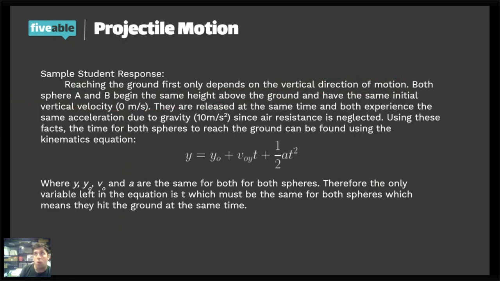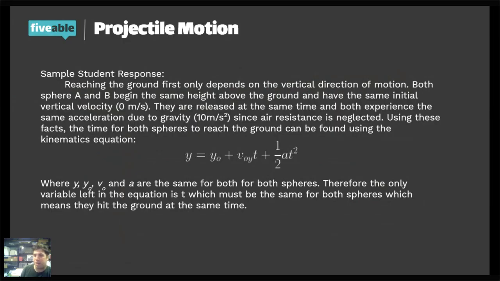So what's the same? When I say what's the same, what things matter about the vertical direction? Well, the first part would be the same height. We saw earlier where we derived the time equation for a dropped object. It depends on the height and it depends on the acceleration. So saying sphere A and sphere B start with the same height, very important. They also have the same initial vertical velocity.